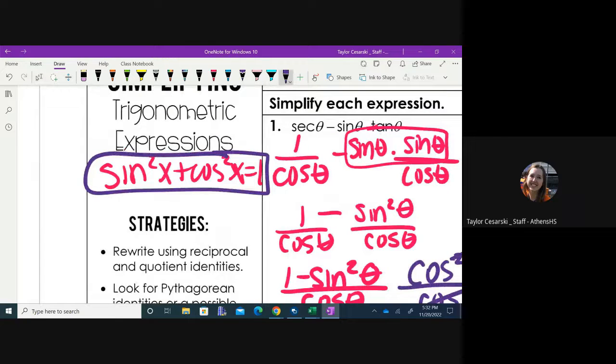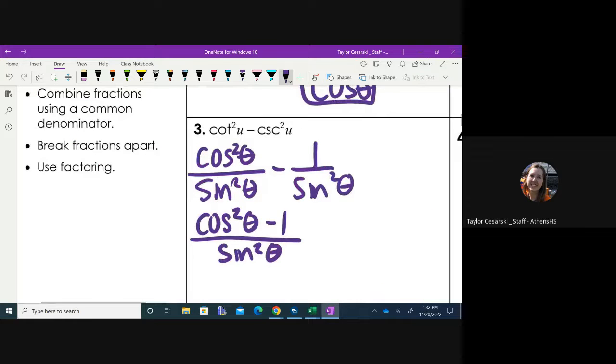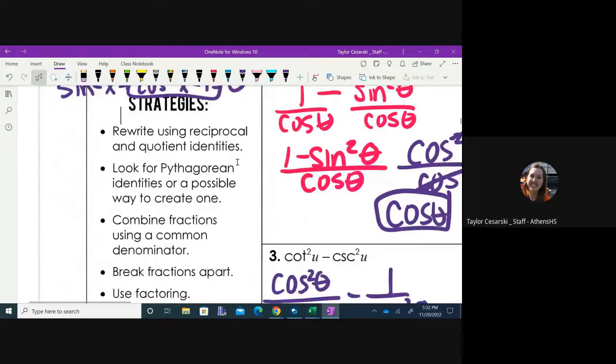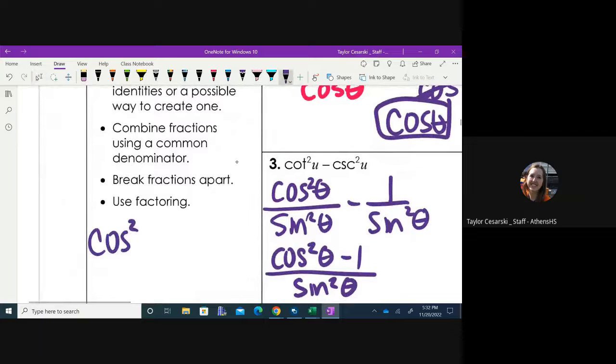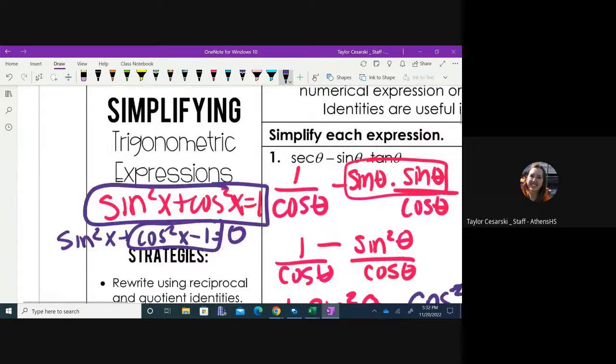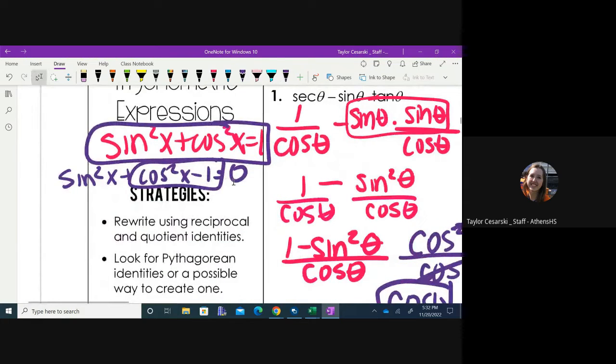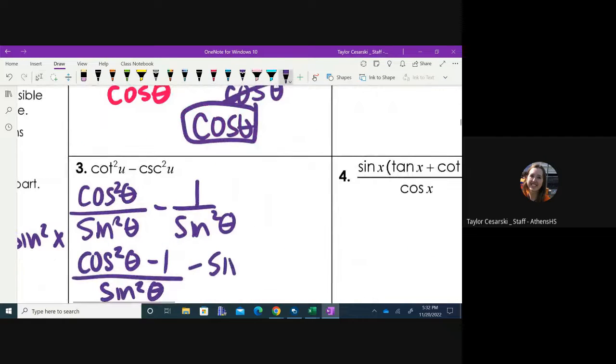Now, cosine squared of theta minus 1, let's look at our original right here. If I subtract 1 on the other side, okay, it looks like this. And then I want to get this by itself, cosine squared of x minus 1, because that's what I have. That's going to end up equaling negative sine squared of x, because that sine squared will go to the other side.